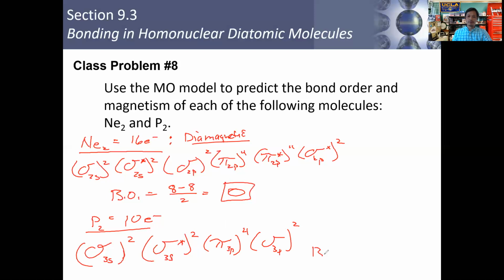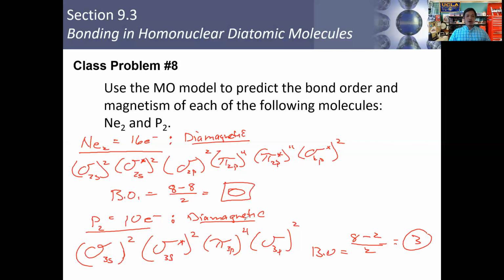The bond order is going to be the bonding electrons, 2, 4, 6, 8, minus the antibonding, which is 2, and we're going to divide that by 2. So the bond order here is going to be 3. So diphosphorus is a pretty good situation, where everything is paired and the bond order is equal to 3. We would expect that diphosphorus would also be diamagnetic because everything is paired up. So we have diamagnetic for both of these, and make sure you get that done.